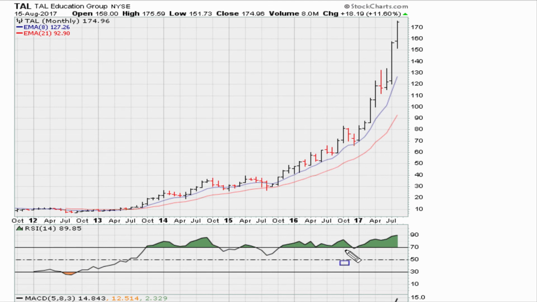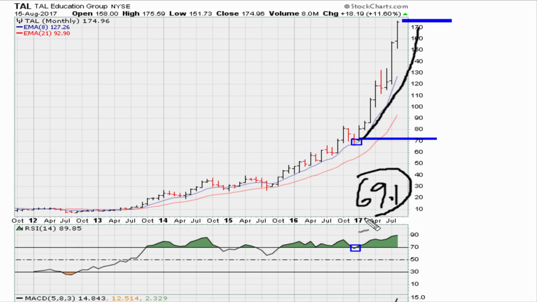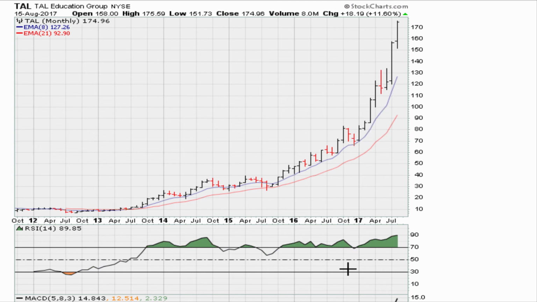So let's say your re-entry was here, back above 69.1. You hold on, and you'd still be holding on even in the current market. So we're talking about an entry of about 70. You'd still be holding on even here. Why? Because the stock is still above 69.1. So those textbooks might be on the wrong side of the explanation of what the RSI is above 70 or 69.1.